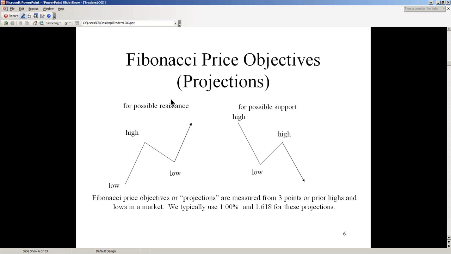And then the Fibonacci price projections, you'd be measuring a prior low to high swing and projecting from a new low for possible resistance, or projecting a prior high to low and taking it from a new high for possible support. I mostly use 100%. Occasionally I will use 1.618.